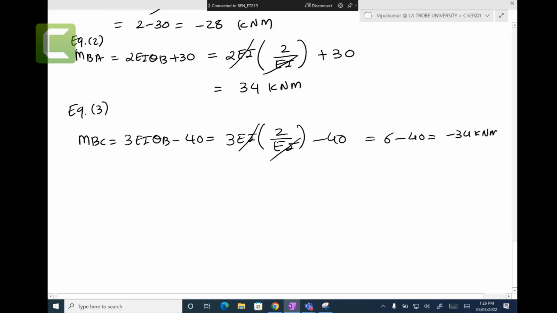Now you can stop here. As I mentioned, I give you several stop buttons, so you can stop and check whether the calculations are right or wrong. Look here: minus 30, positive 30, because this moment is MBA at joint B and MBC at joint B, equal and opposite. If you get it wrong, this number is different, then you need to go back and check.